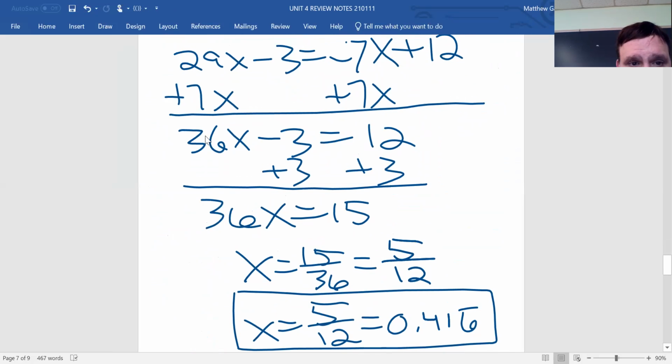Add 7x to both sides. 29 and 7 is 36x. Add 3 to both sides. So 36x equals 15. 15 over 36 becomes 5 over 12.